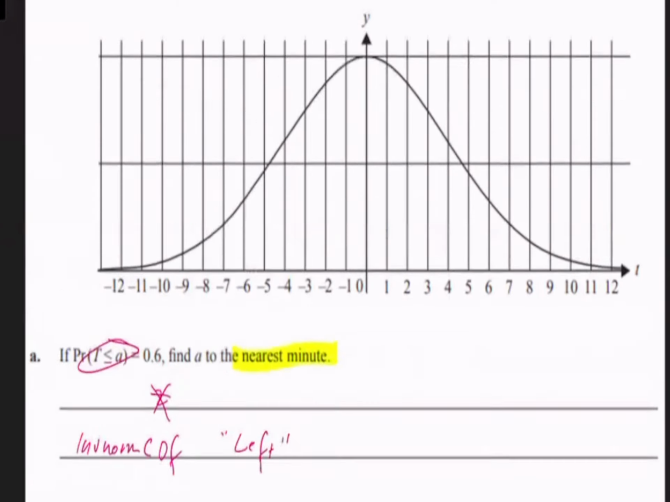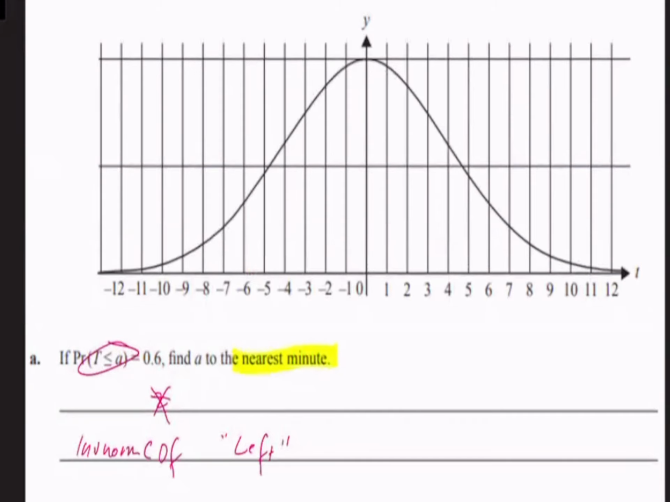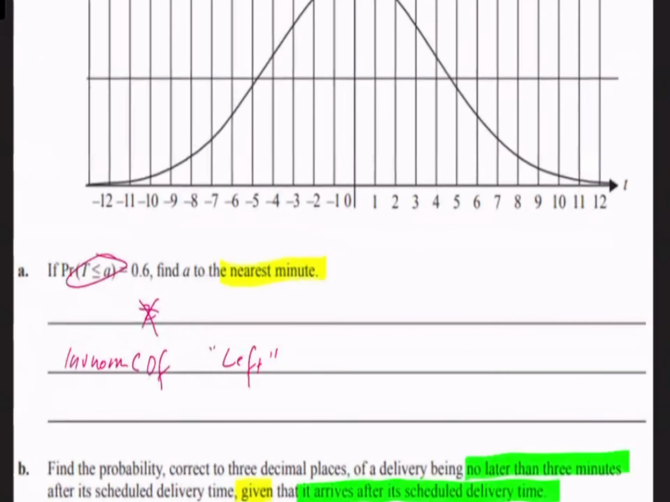Because as you can see, it's less than a, so we have a here somewhere. We're going to use the left part of the tail. That's why the CAS setting is left. But yeah, you just do that and you get, to the nearest minute, 1 minute.